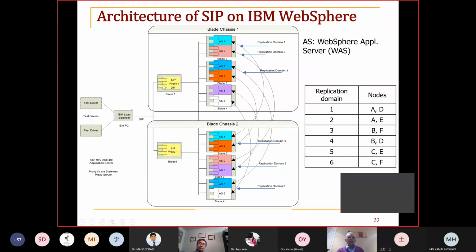And one blade in each blade center is a SIP proxy server. So these are software applications. And the app servers, AS, stands for WebSphere Application Server, or WAS. There are two app servers located in one blade. So there are overall 6 app servers in one blade center chassis and 6 app servers in the other blade center chassis. And 2 app servers in individual blade centers form a pair, which is called a replication domain.